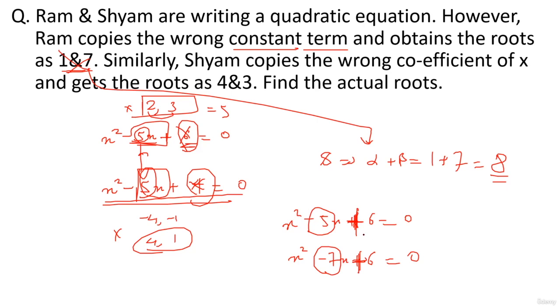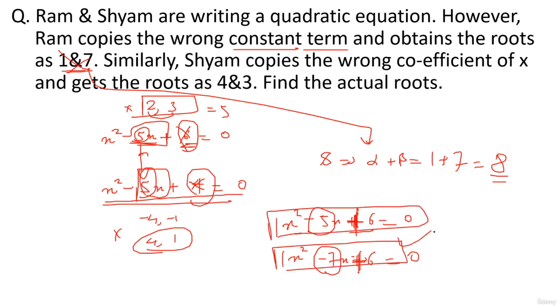Okay, what do you observe? The product of roots is basically 6 upon 1, 6 upon 1 in both the cases. So for both the cases, the product of the roots is basically same, right? So although you have copied the wrong x coefficient, you can still obtain the correct product of the roots, right, guys? So in this case, since Sham copies the wrong coefficient of x, he gets the roots as 4 and 3. Okay, you can very correctly find the product of the roots. The product of the roots will be 4 3s are 12, right?